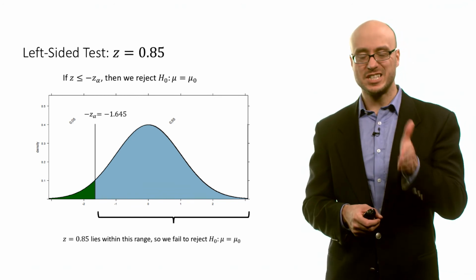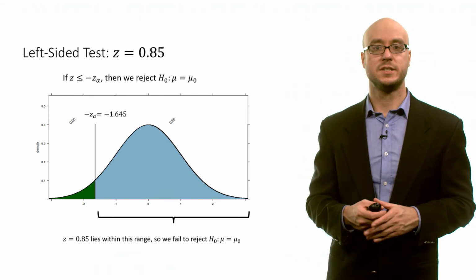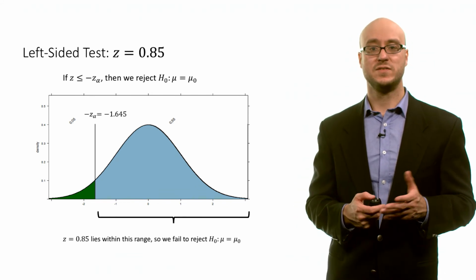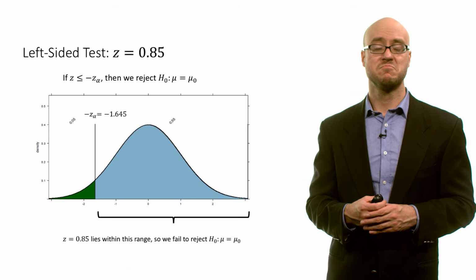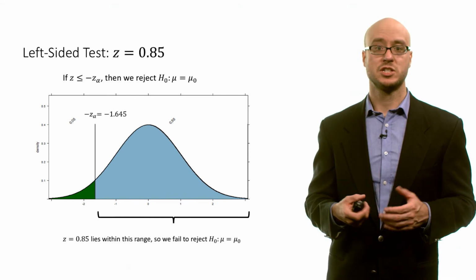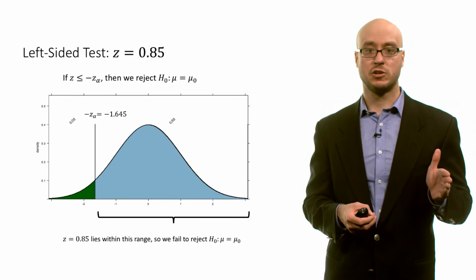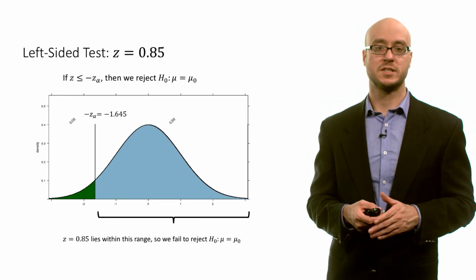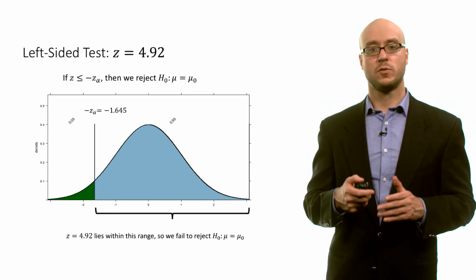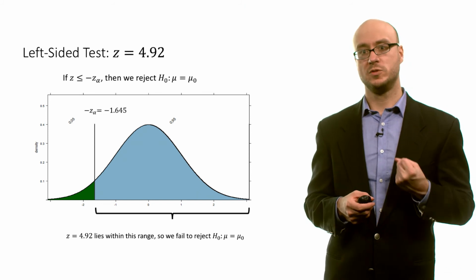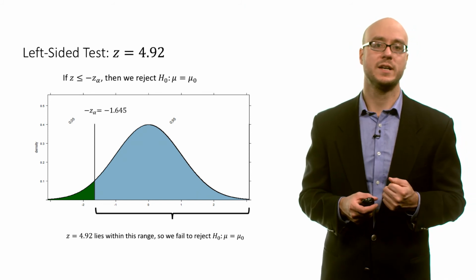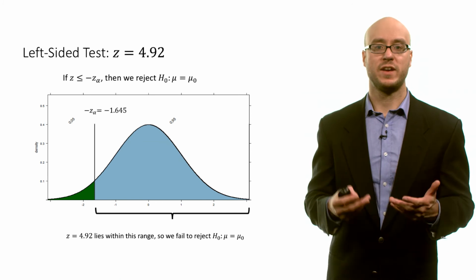So using this critical value to compare our z-test statistic, we find that a z value of 0.85 is pretty likely. So we're going to fail to reject the null hypothesis. It is not more extreme than negative 1.645. For a left-sided test using a z-test statistic of 4.92, again, we're going to fail to reject the null.